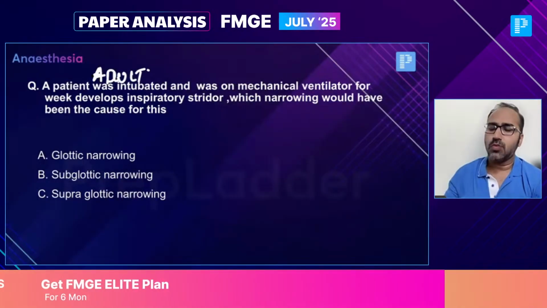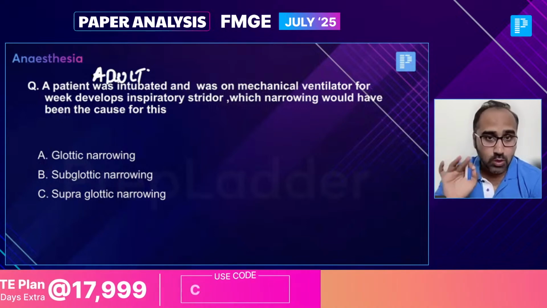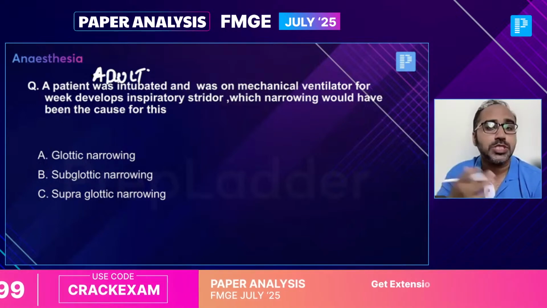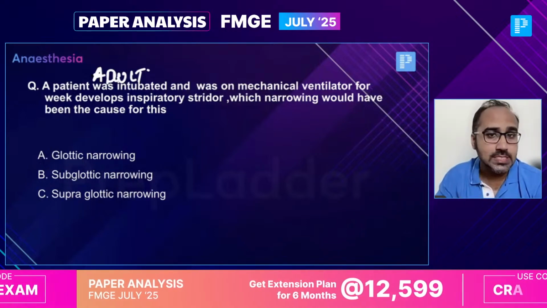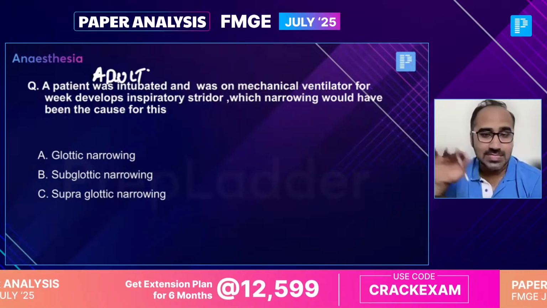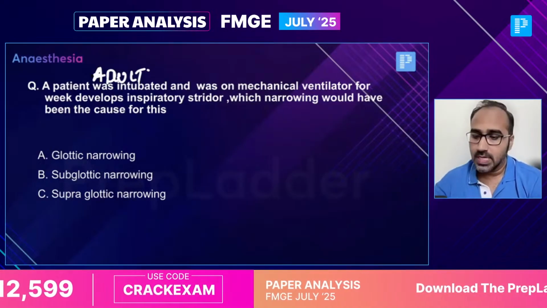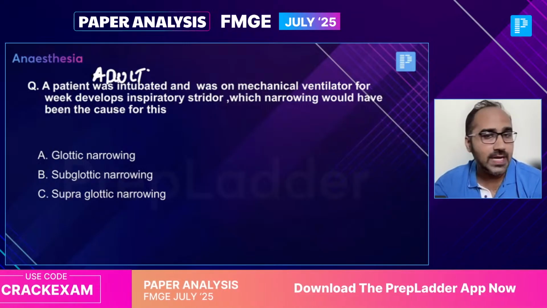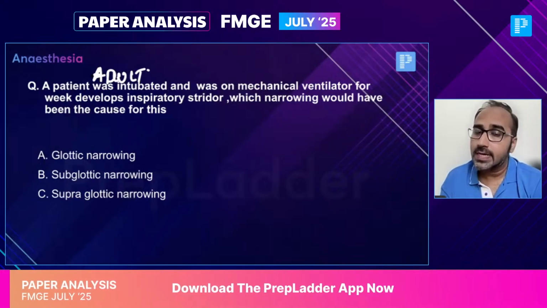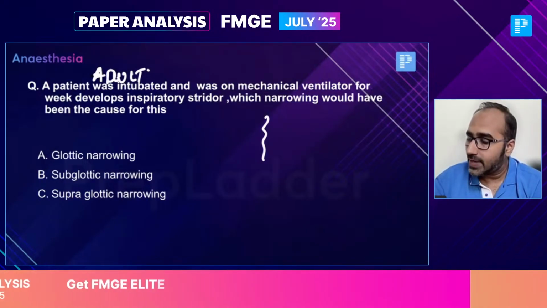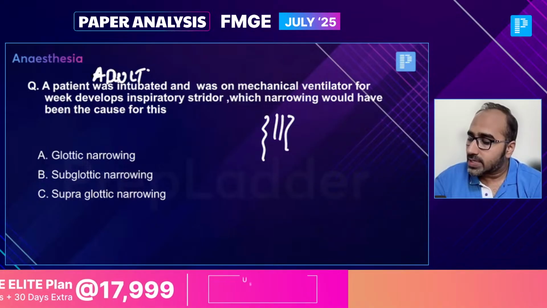Right. So what is happening, guys? Remember, if the question was, what is the narrowest portion of the adult airway? Your answer should be what? Glottic opening. That is basically asking about the anatomy. If the question was, what is the narrowest portion of child's airway? It should be subglottis. But over here, the patient is intubated for a long time. When he is intubated for a long time, what will happen?